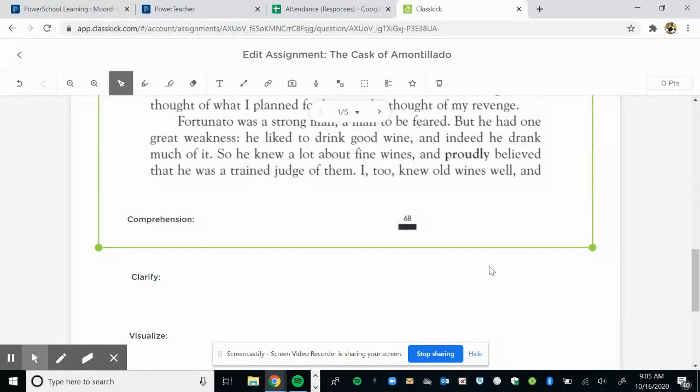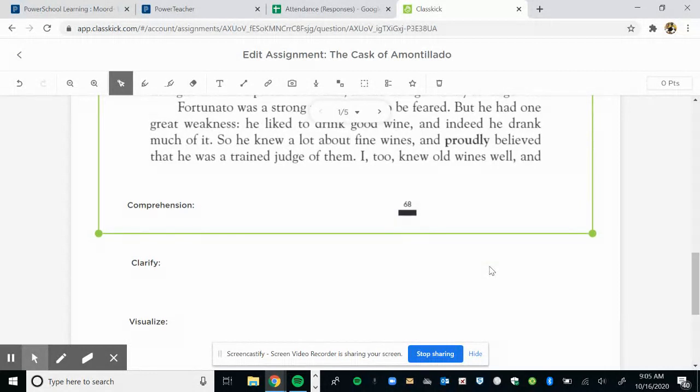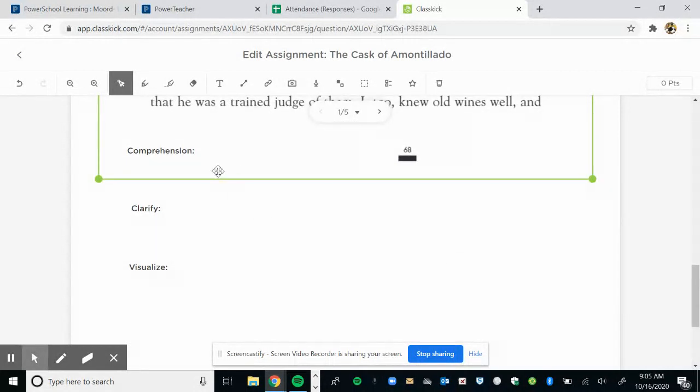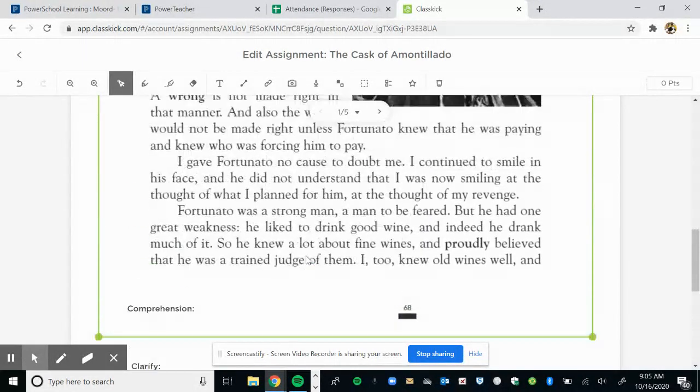Sorry about those bells there. All right, so I'm going to stop right there, and I'm going to do my other reading strategies: comprehension, clarify, and visualize. Comprehension is asking a question whose answer can be found in the text itself.